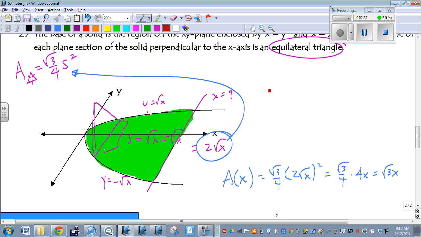So this time our volume is going to be the definite integral. Still from 0 to 9, that hasn't changed. Lowest x value, biggest x value, hasn't changed. But the area this time is square root of 3 times x dx. So the area is square root of 3x, and then we're multiplying by the height of that little prism, which is dx.